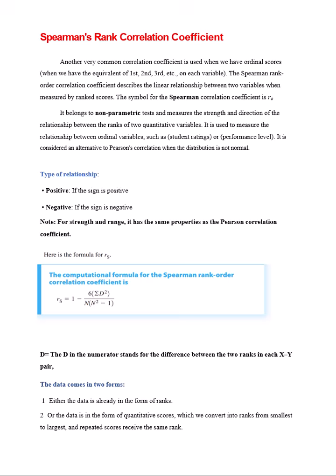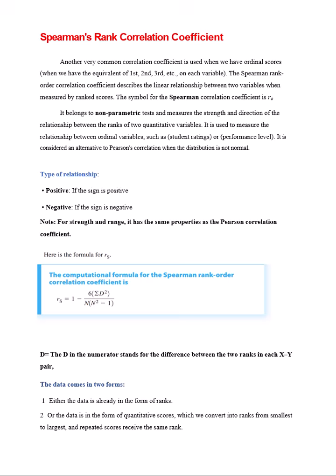It belongs to non-parametric tests and measures the strength and direction of the relationship between the ranks of two quantitative variables. It is used to measure the relationship between ordinal variables, such as student ratings or performance level. It is considered an alternative to Pearson's correlation when the distribution is not normal. Type of relationship: positive, if the sign is positive; negative, if the sign is negative. Note: for strength and range, it has the same properties as the Pearson correlation coefficient.